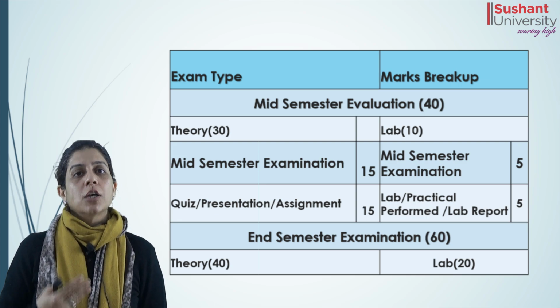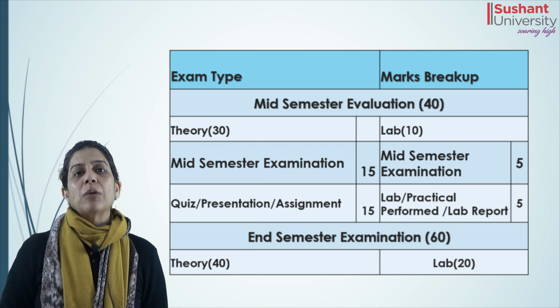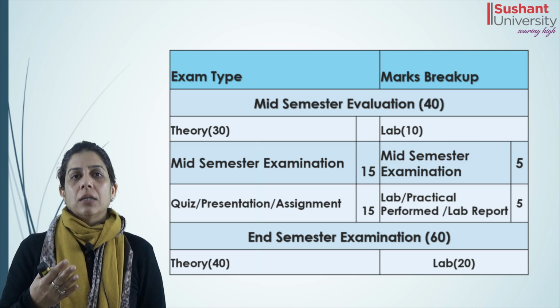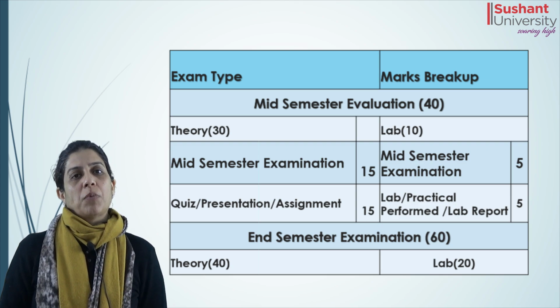That makes up 60. So 40 mid-term evaluation and 60 end-term evaluation, the combination makes 100 marks of evaluation for the learners. So I hope you are clear with what this subject is all about, what the course objectives and course outcomes are, what books you can refer to, and what the evaluation scheme of this particular course is.